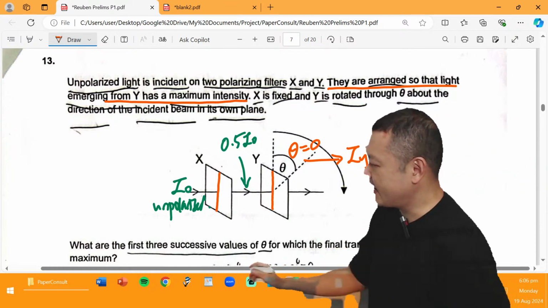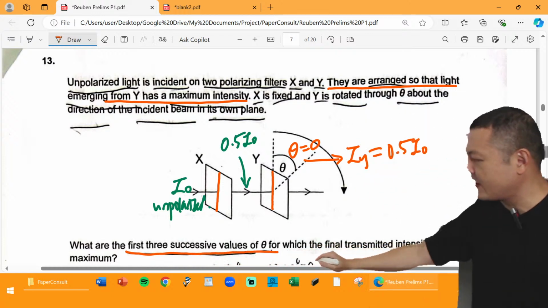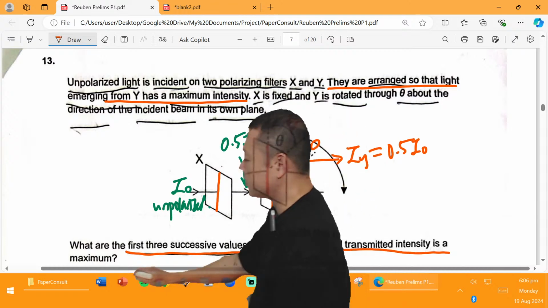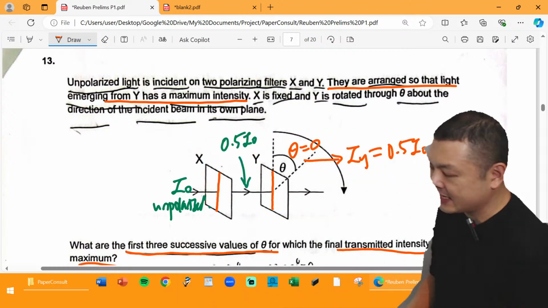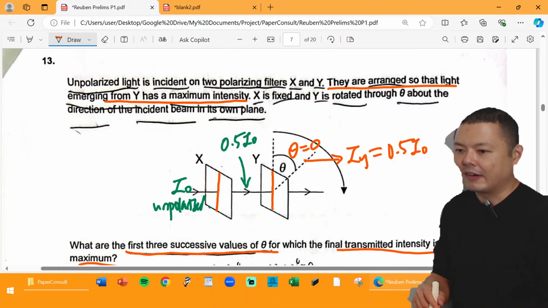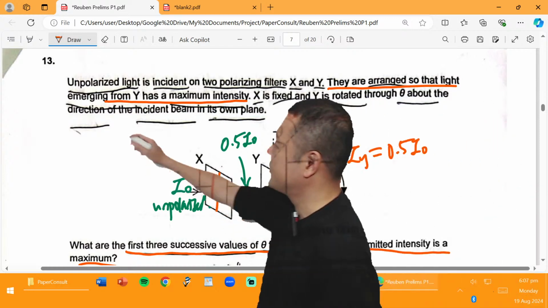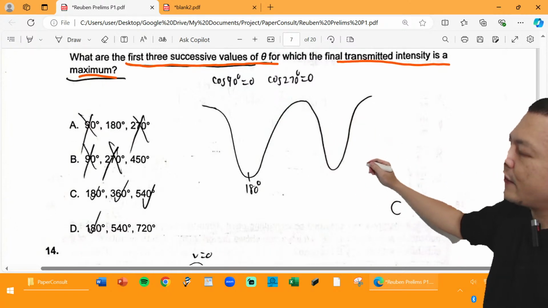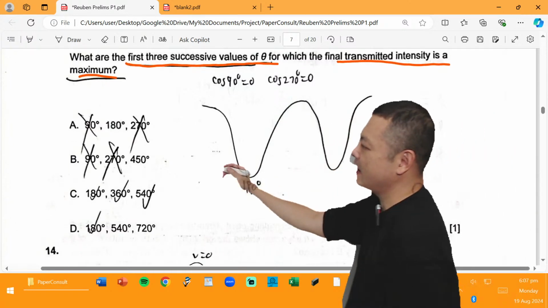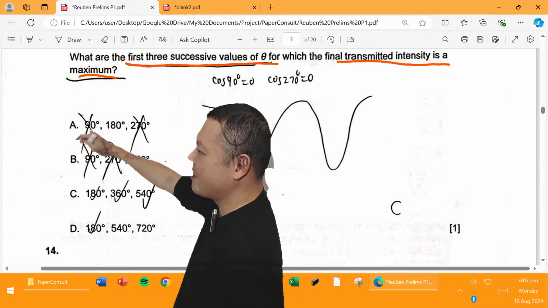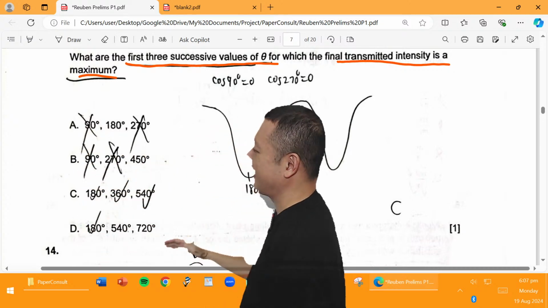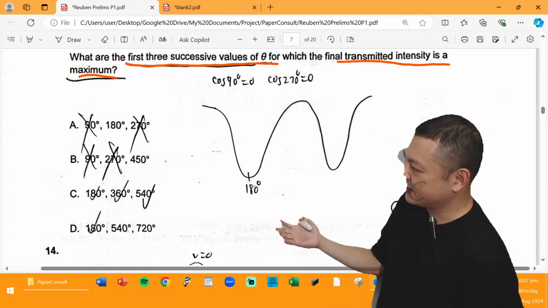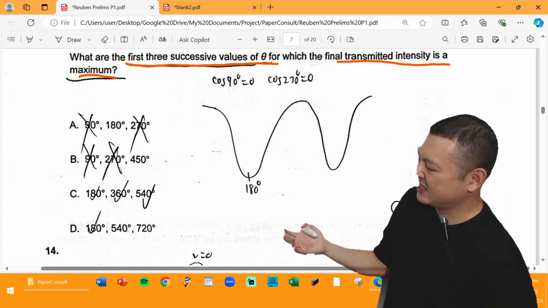So they did ask, what are the first three successive values of theta for which the final transmitted intensity is a maximum? I would expect that for one of the answers, theta is zero. So is there a theta equals zero there? If it's not zero, then 90 can't work. So A and B will be out, because if Y is 90 degrees to X, you're not going to get anything. So what do you have now? Either C or D.